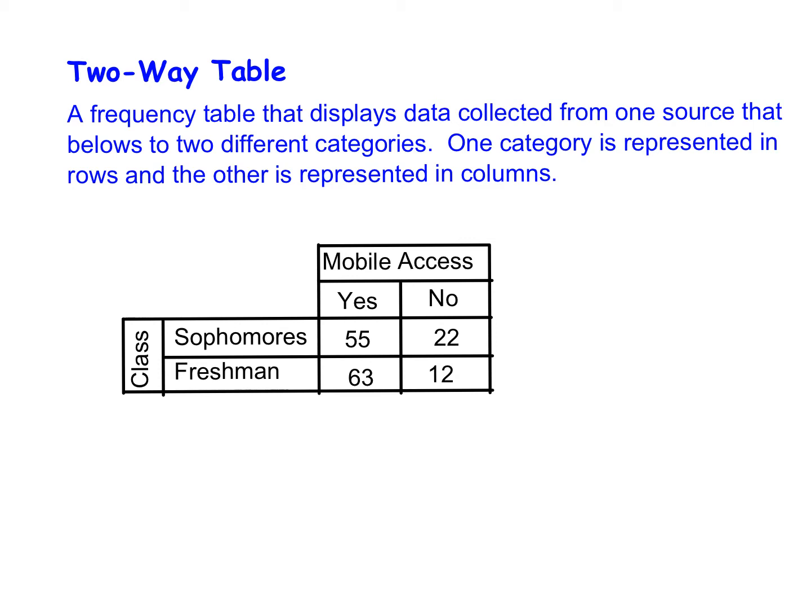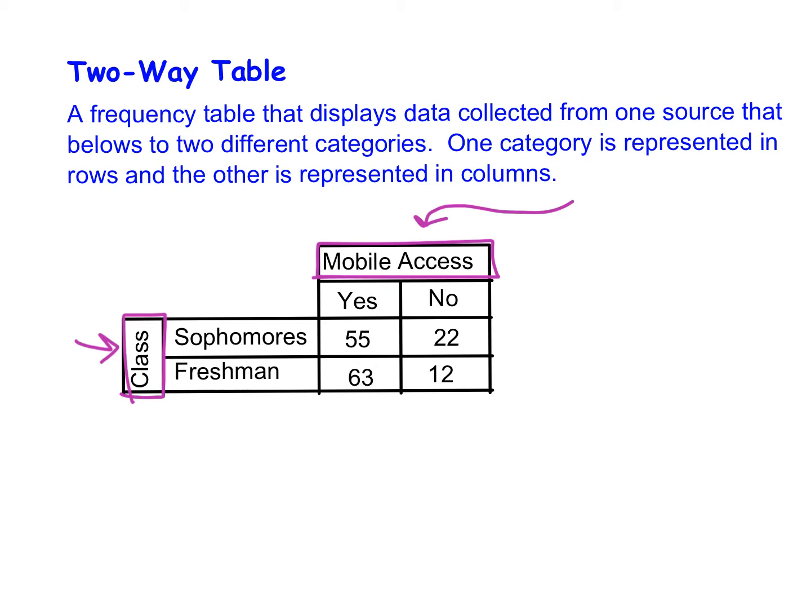In this case, we can see that the source is students, and that source belongs to two different categories. Here we have two different categories: class, which includes sophomores and freshmen, and mobile access, which includes yes or no. One of the categories is represented in rows, which you can see right here with class, and the other one is represented in columns. So really what we're looking at are sophomores and freshmen, and we're trying to break down their mobile access.